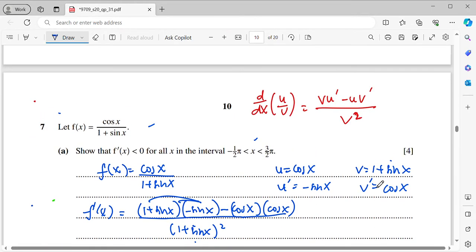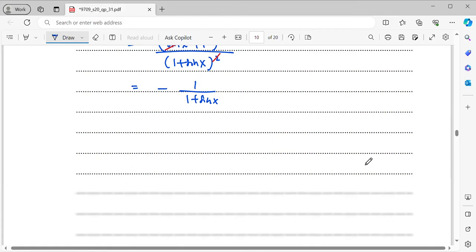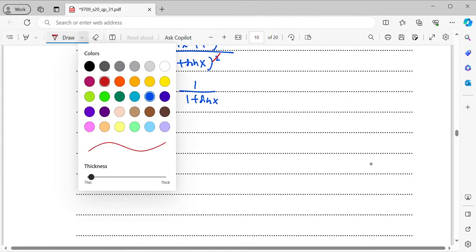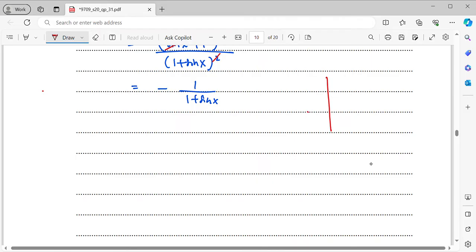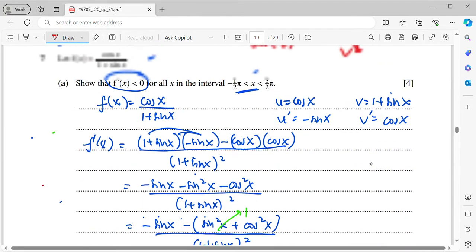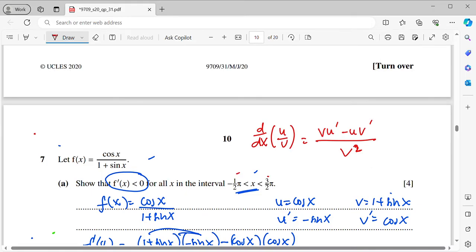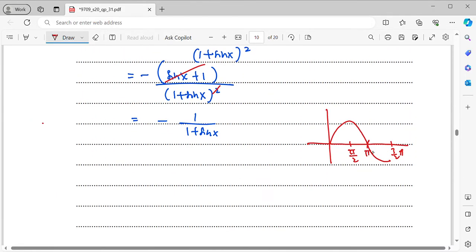Now you need to show that it is always less than 0 for x between minus half pi and 3 over 2 pi. So now I have to sketch a graph. This is your sine. Here is 3 over 2 pi. This is half pi. This is pi, and here is half pi. But since your interval is from minus half pi to 3 over 2 pi, I have to extend this graph. So here is negative half pi.